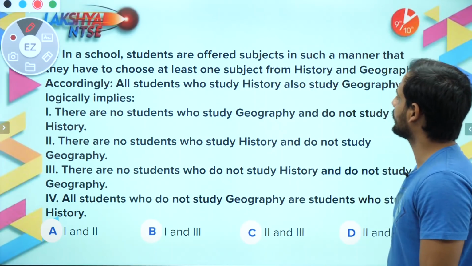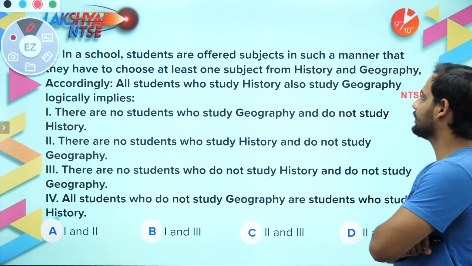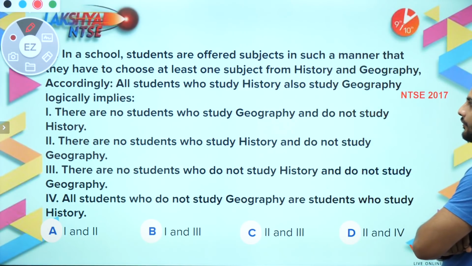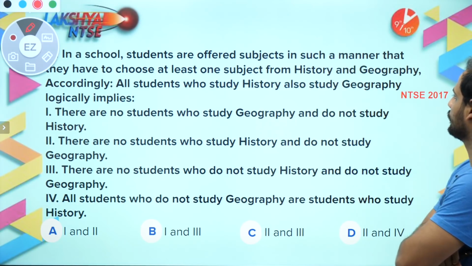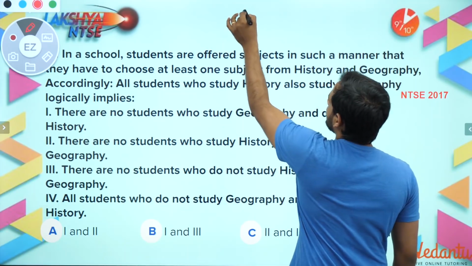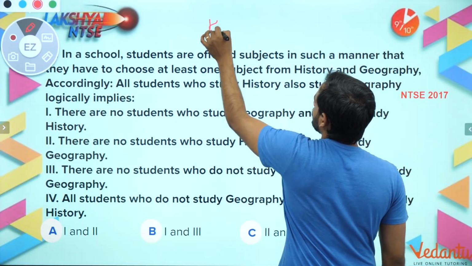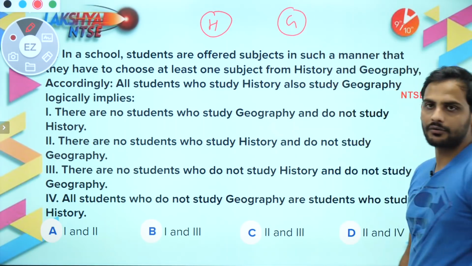In a school, students are offered subjects in such a manner that they have to choose at least one subject from history and geography. Accordingly, all students who study history also study geography. So now what is happening? There is a school in which the students have to choose either history or geography. This is what was happening.